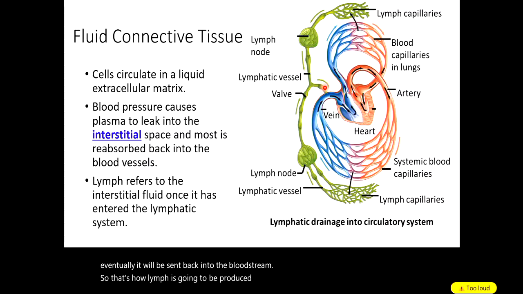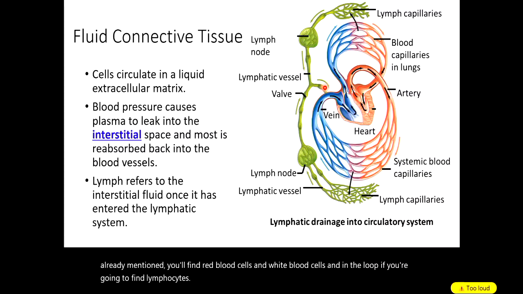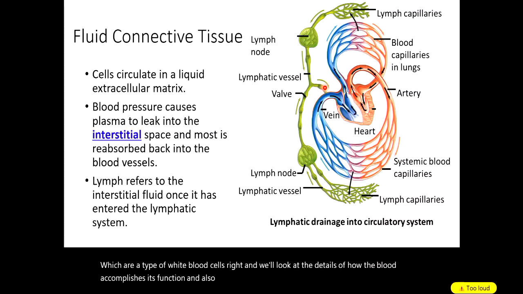Now the type of cells we see in the blood, I already mentioned. You'll find red blood cells and white blood cells, and in the lymph you're going to find lymphocytes, which are a type of white blood cells. And we'll look at the details of how the blood accomplishes its function, and also what lymph does when we get to blood and the lymphatic system. So this will be several weeks from now.